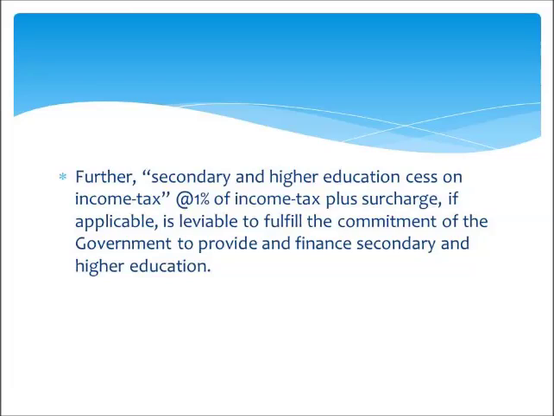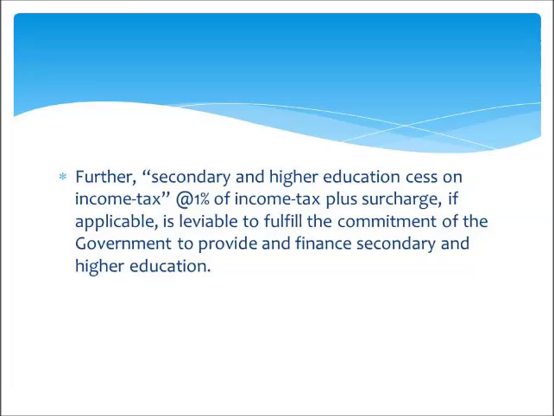The tax, after the calculation of total income, we apply the percentage of income tax, and on that amount which comes, we apply the rate of education cess and secondary and higher education cess at the rate of 2% and 1% respectively. It is leviable to fulfill the commitment of the government to provide and finance secondary and higher education. Likewise, in education cess, the government is levying this education cess for providing basic education, and the government is levying the secondary and higher education cess for providing the secondary and higher education.